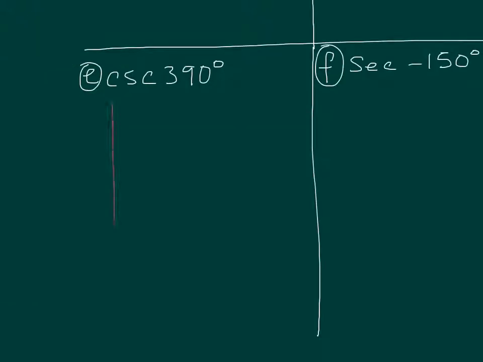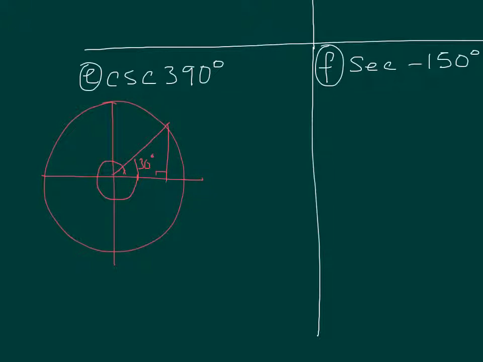Part E. Draw the angle. If we were to go around the circle from here to here, it's 360. That means we have to go an extra 30 degrees, which gives us the reference angle of 30. Make a right triangle, label the sides, answer the question. Cosecant is the reciprocal of a sine. Sine is opposite over hypotenuse. This would be hypotenuse over opposite, or 2 over 1, just simply 2.